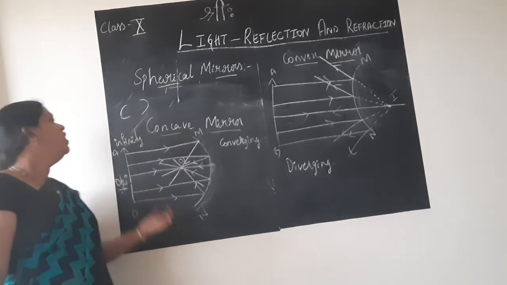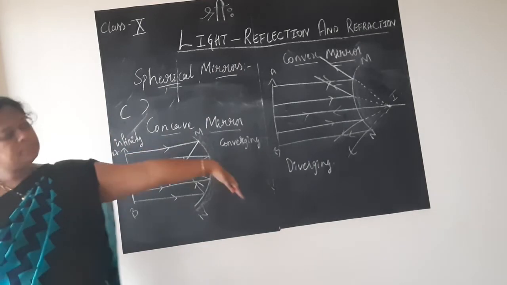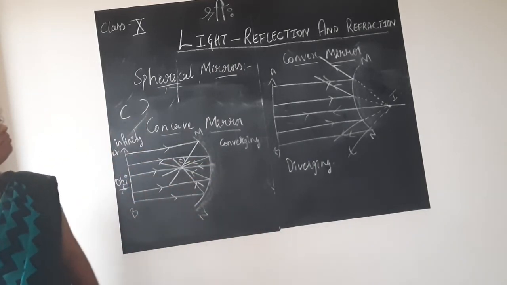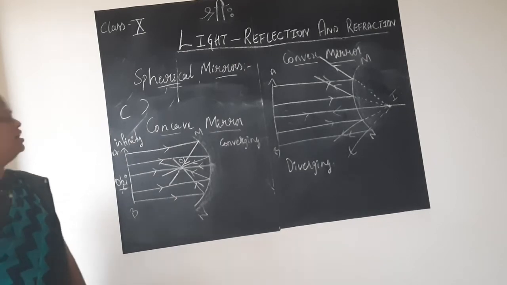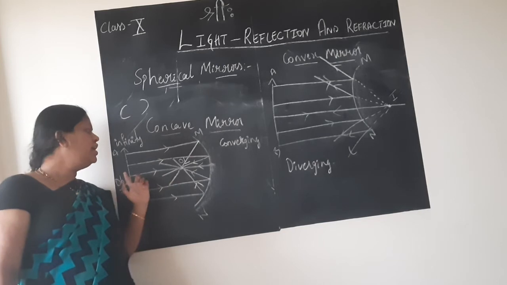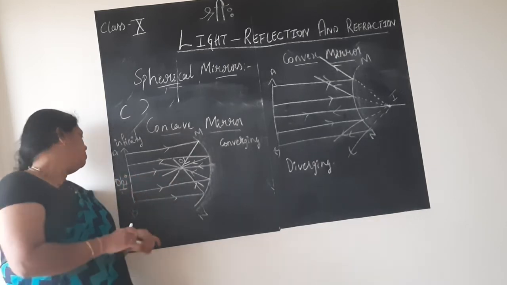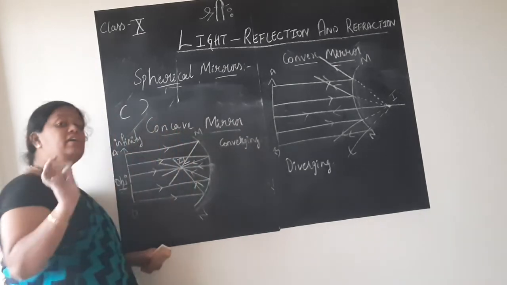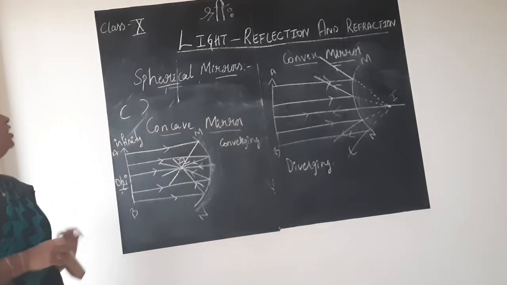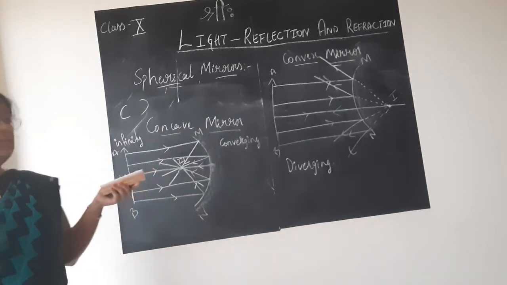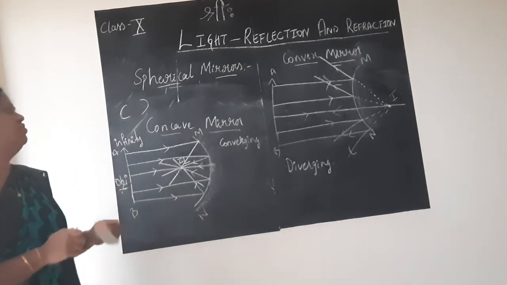So this is concave mirror and convex mirror, and this is the reflection process which is taking place. Don't forget to write the arrow marks as well as mention the object and image. We shall label O for object and I for image formation. So with this background, next we shall learn a few terms, as I already said.